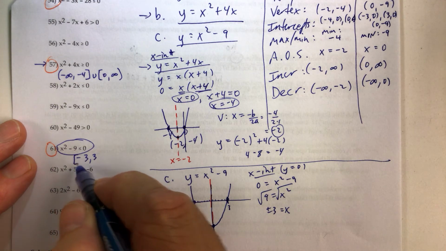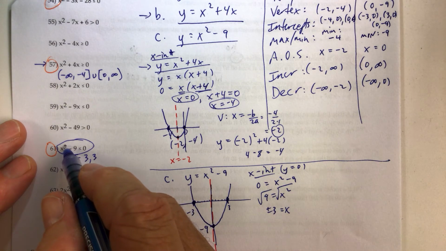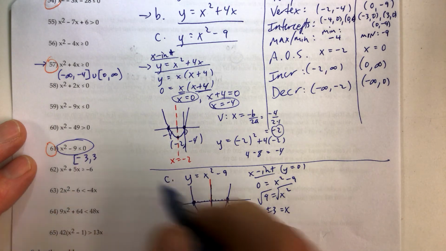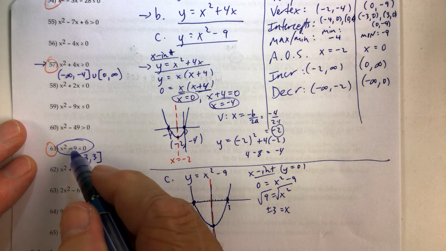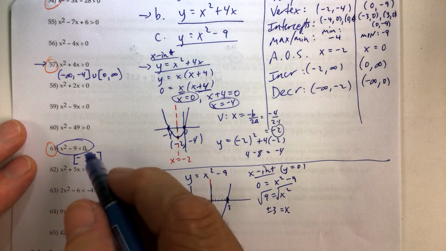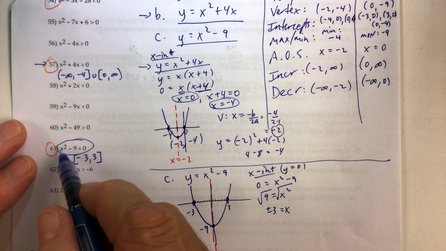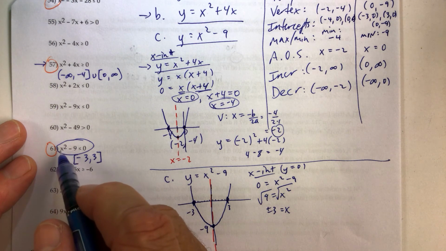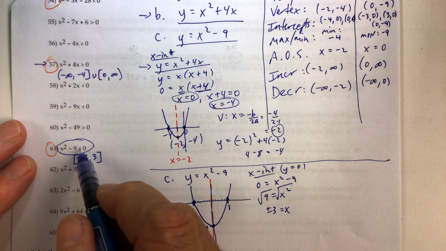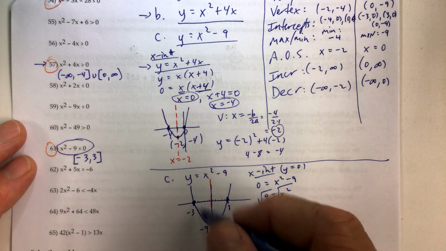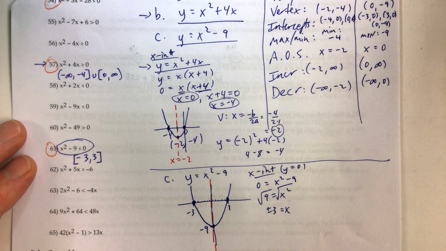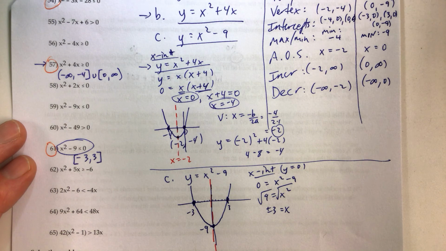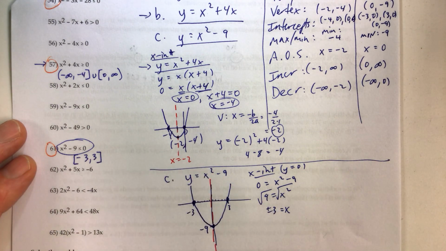If we plugged in negative 3, we'd get 9 minus 9, that's equal to 0. So we want to include negative 3. We also want to include positive 3 because 3 squared minus 9 is also 0. Because what we're looking for is all of the real numbers x that would cause x squared minus 9 to be less than or equal to 0. And that's exactly what we find by looking at the graph. And after going through all of that, we have all of the characteristics, we have the graph, and we have the solution for problem 61.